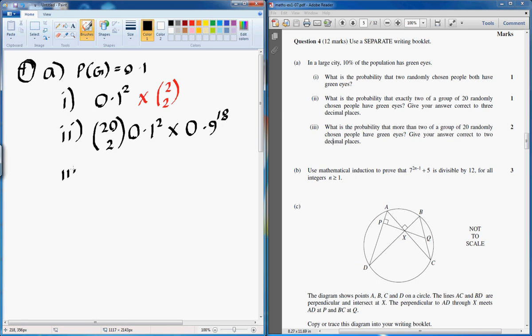All right. And the third part asks, what is the probability that more than 2 of a group of 20 randomly chosen people have green eyes? So the question is more than 2. What's the probability of green being greater than 2? Okay, so for this, maybe not the best way of doing this, considering I said P(G) is 0.1, but you get the idea, don't you?